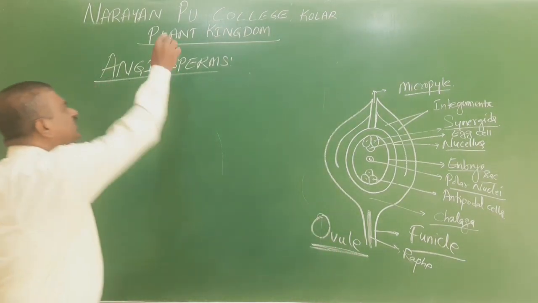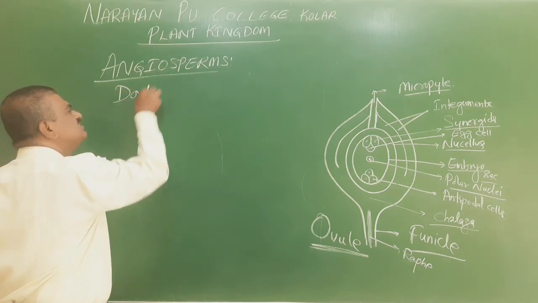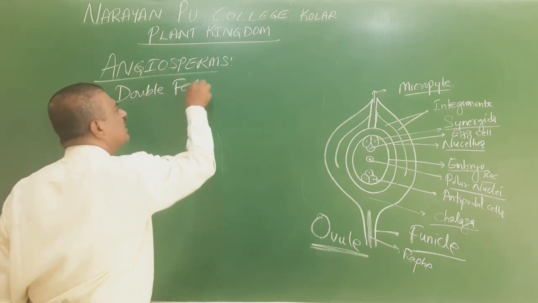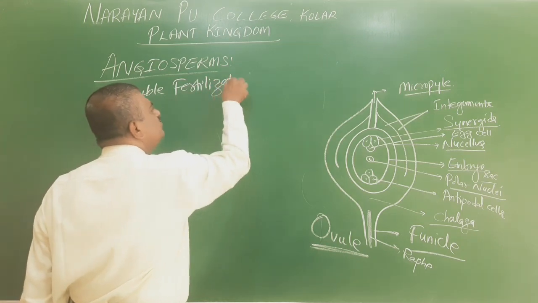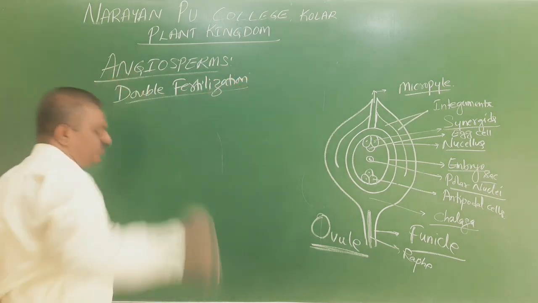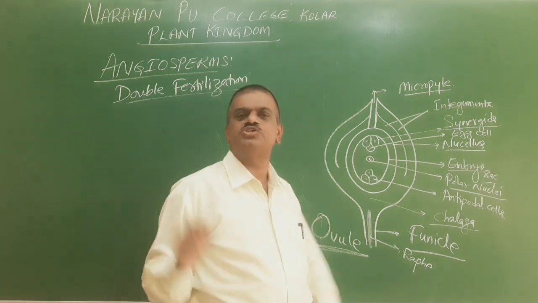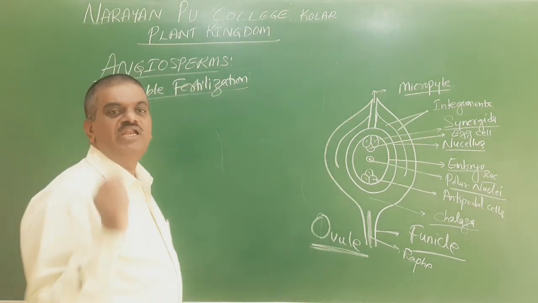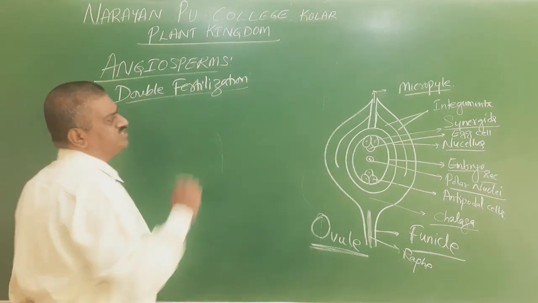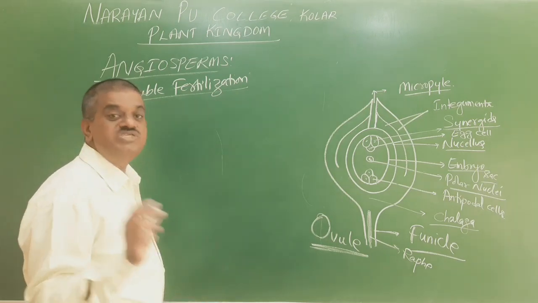So we go for the next heading called double fertilization. This is an important character of angiosperms. Majority of the angiosperms undergo double fertilization. So what is double fertilization? We are going to see it in detail.